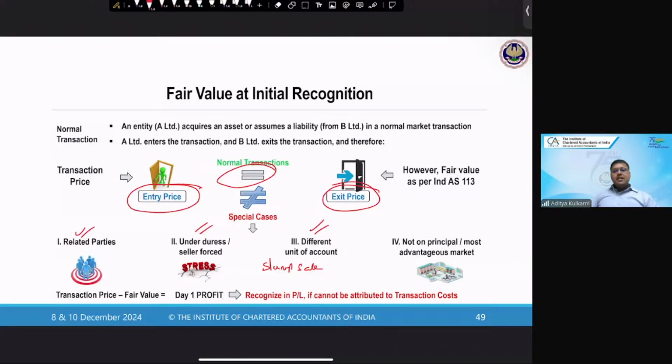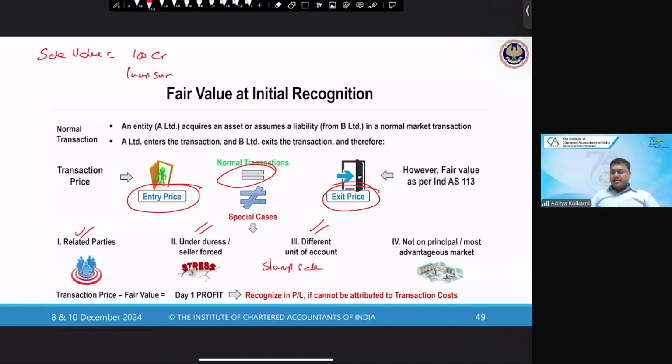So a slump sale invoice will be just sale of division 100 crores. GST also is not applicable on that. But the other party has to account for it asset-wise, liability-wise. So can I say that unit of account is different? Yes, sir.